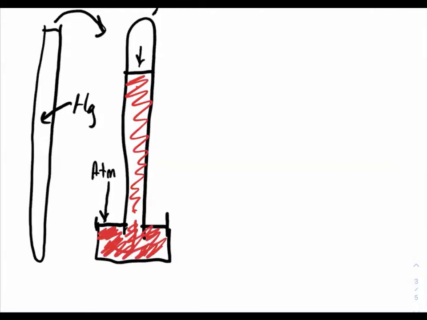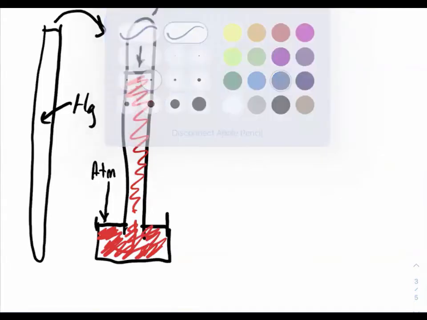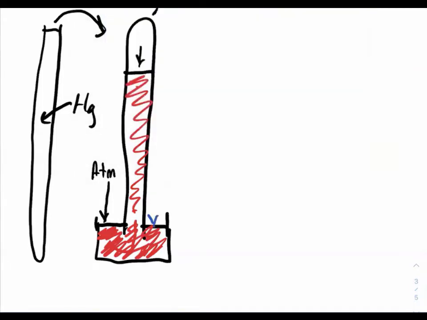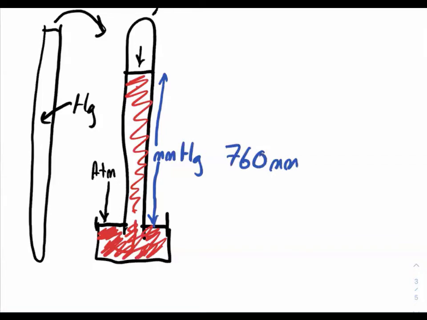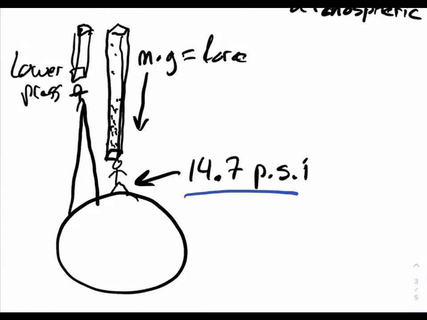And so this is another way of measuring the pressure. They measure from the liquid in the tray to the top here, the height of the column, and they measure it in millimeters of mercury. At sea level, it's about 760 millimeters. This is on average, right? Pressure in PSI is also 760 millimeters of mercury.